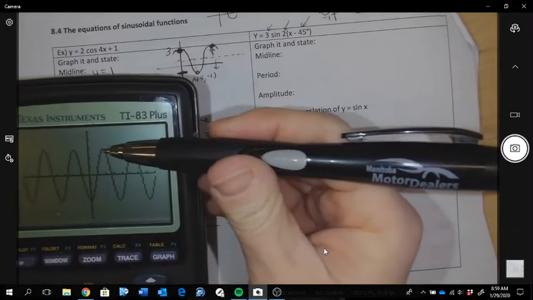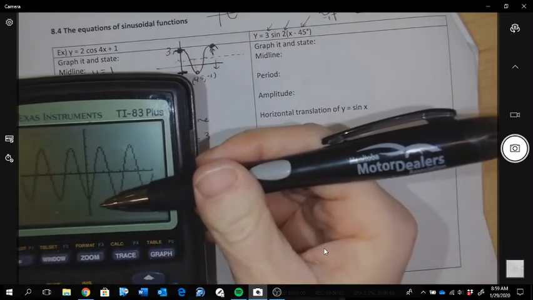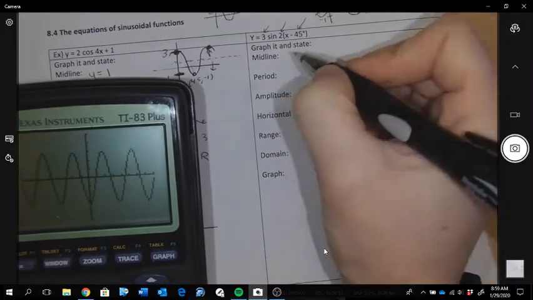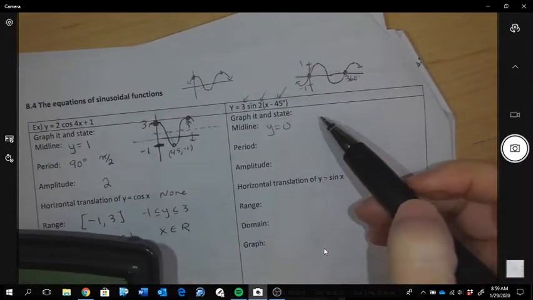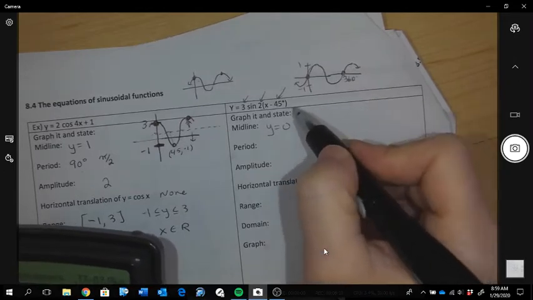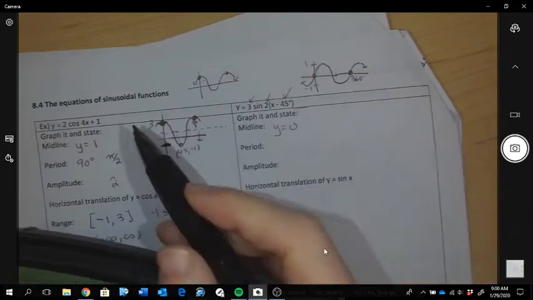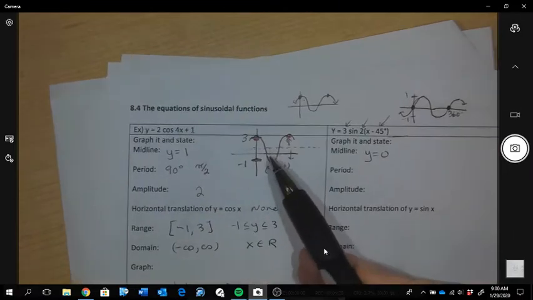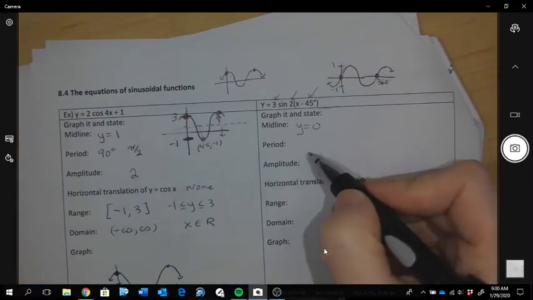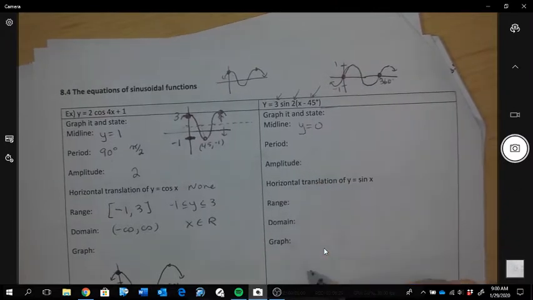So you can see the highest it goes is 3 and the lowest it goes is -3. So right in the middle is 0. Okay, and I can tell that also because I don't have a plus or minus number like I did here. So this +1 made the midline go up 1.